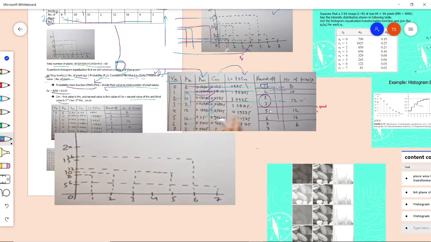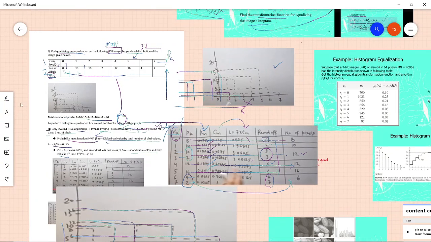Next the rounded value is 5, and this is its number of pixels, and next is 6, with its number of pixels. For these last two also the rounded value is the same, so we add these two and write the number of pixel values. Now we have the number of pixel values and we know the intensity values.